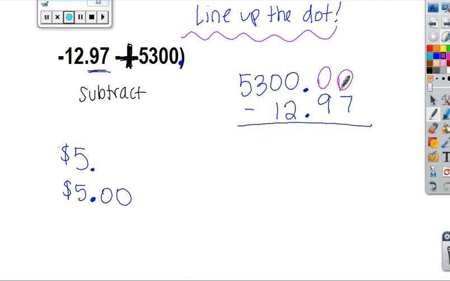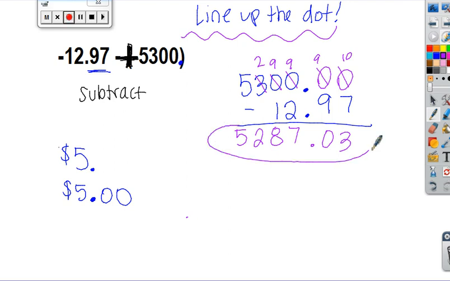Now I can start my subtraction problem. So I'm going to go ahead and do my borrowing. And then I always look back at my answer to see should my answer be positive or negative. I'm going to keep the sign of the higher number, so my answer should be positive.